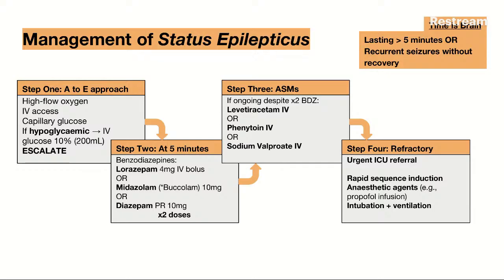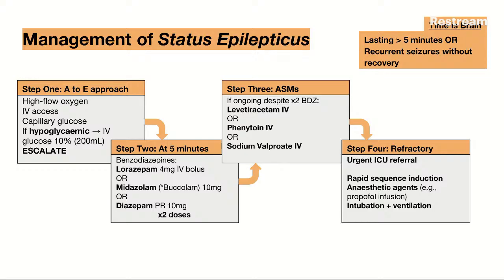At 5 minutes, if there's no termination of the seizure spontaneously, then you would administer benzodiazepines, which is a type of medication that dampens down neuronal transmission. So there are multiple options here depending on your location. In a hospital where you have IV access, you might elect to give lorazepam 4 milligrams as an IV bolus. In the community, you might see buccolam being given, which is buccal midazolam.